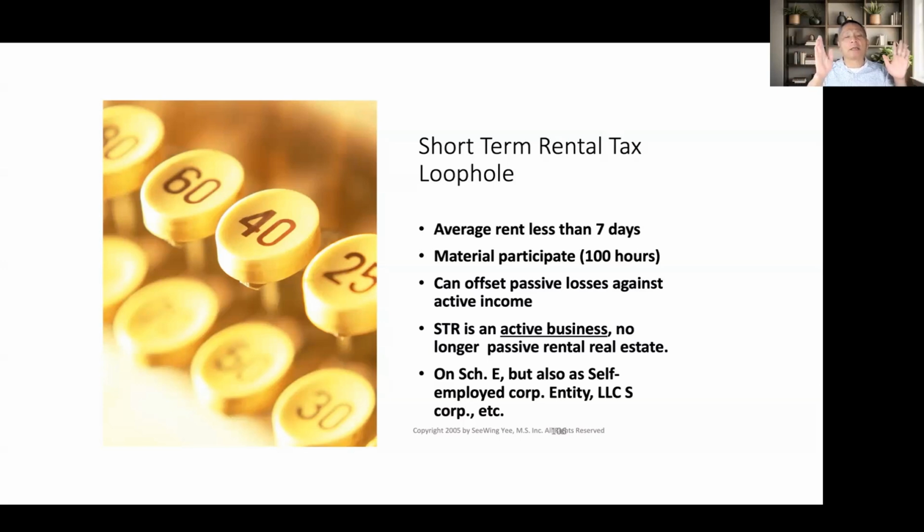As I told you at the beginning of this presentation, travel, this and that. I'm not going to get bogged down. I'm not a full-time investor. I'm even less of a part-time investor. And you should be too. I don't know your mindset. Let's go on. Short-term rental tax loophole. Very popular strategy. Look, short-term rental, Airbnb.